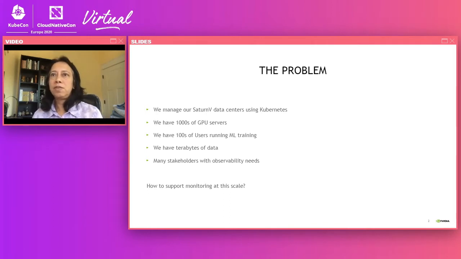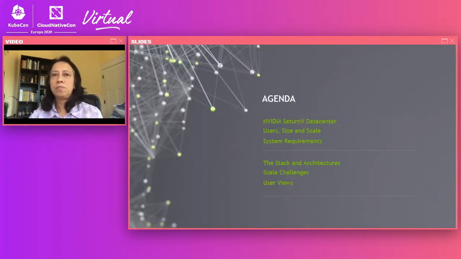We manage the Nvidia Saturn V data center using Kubernetes. This supports thousands of GPU servers, which support hundreds of users running their machine learning training jobs. These jobs use terabytes of data. We also have stakeholders and other users with observability needs. How do we support monitoring at this scale?